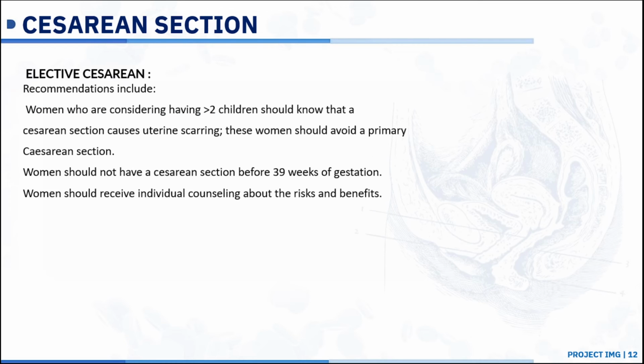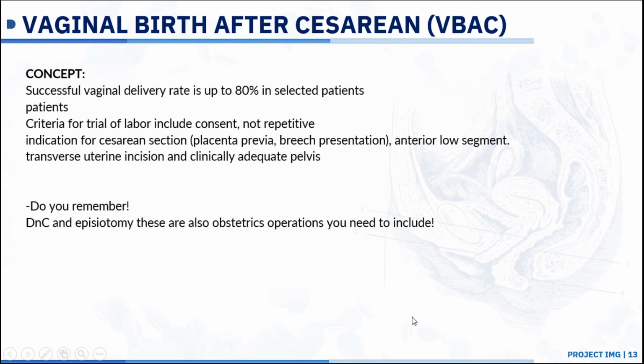Cesarean sections, about elective cesarean. Recommendations include that women who are considering having more than two children should know that cesarean sections cause uterine scarring. These women should avoid primary cesarean sections. Women should not have a cesarean section before 39 weeks of gestation. Women should receive individual counseling about the risks and benefits.